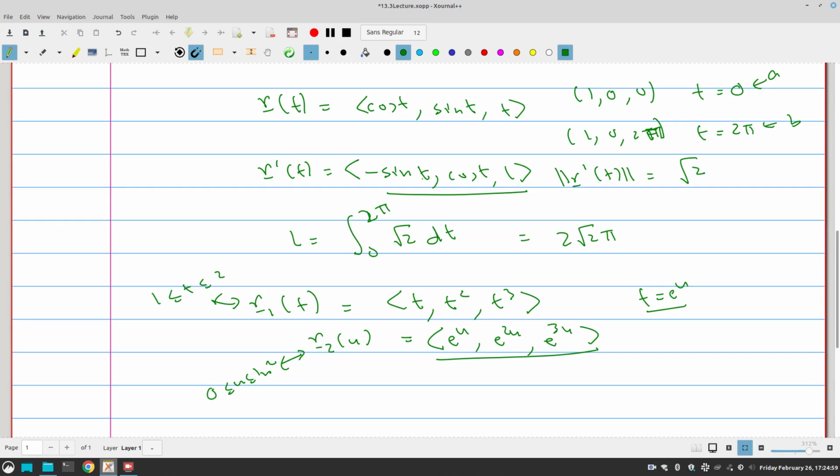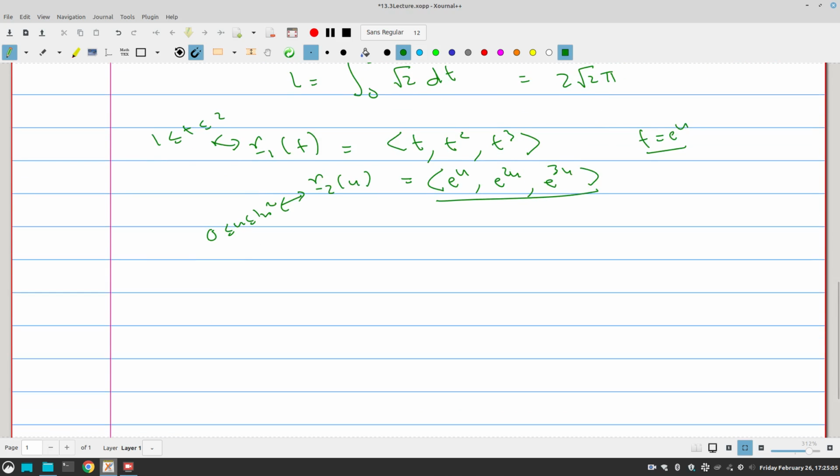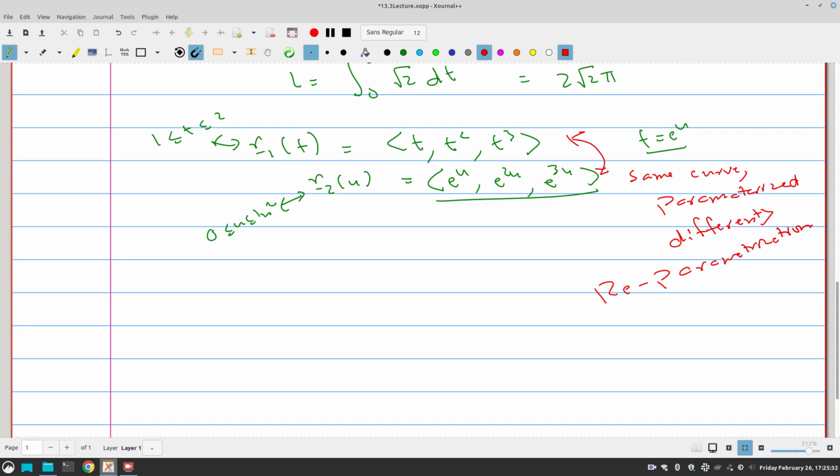In fact, what we can do is we can reparameterize in terms of the arc length. Since these two are the same curve, parameterized differently, this is what is known as a reparametrization.